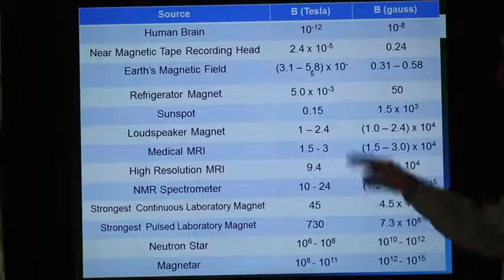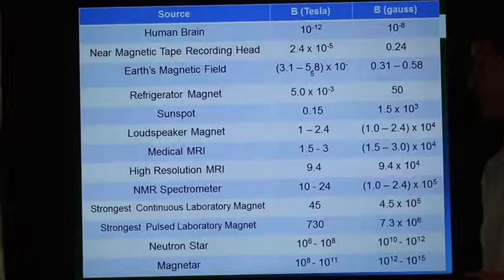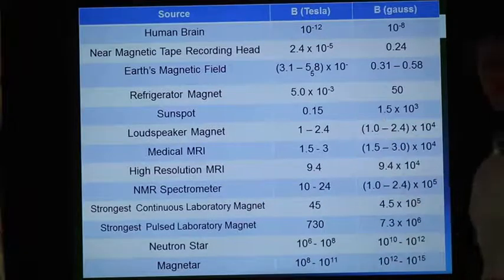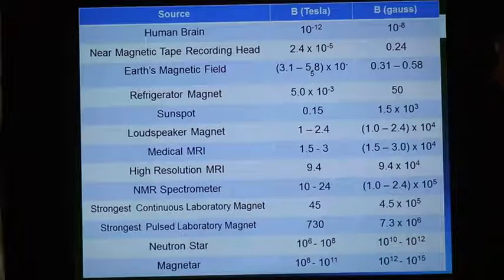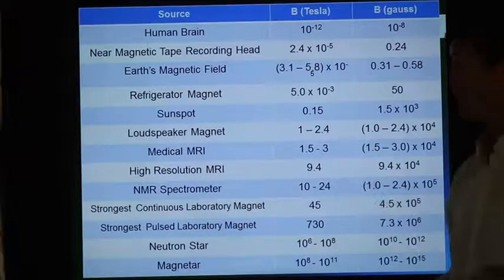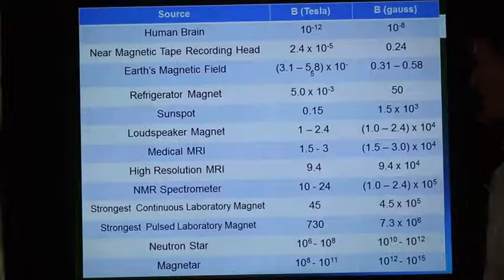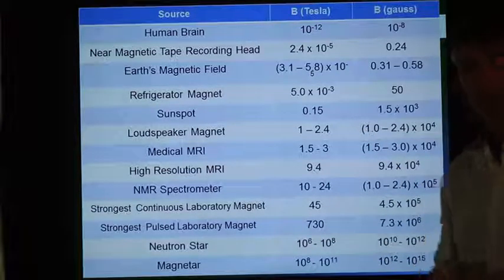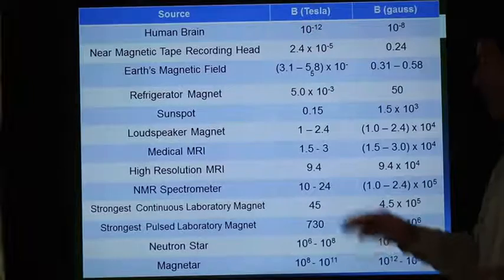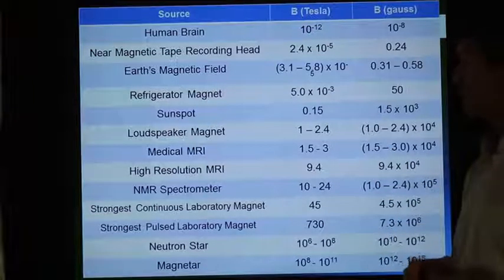Refrigerator magnet, about 5 millitesla. Sunspots, which block the flow of energy from the sun, creating a dark, cooler spot on the surface, is about 0.15 Teslas. Loudspeaker magnets, which are used in the driver of a speaker, 1 to 2.4 Teslas.